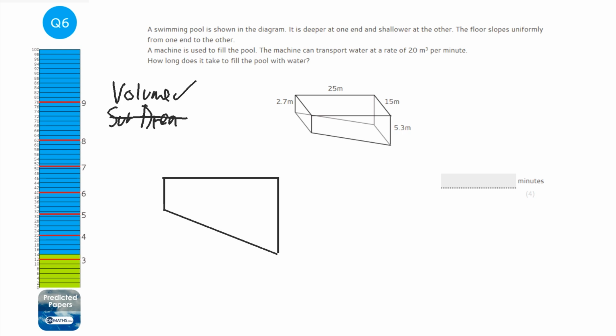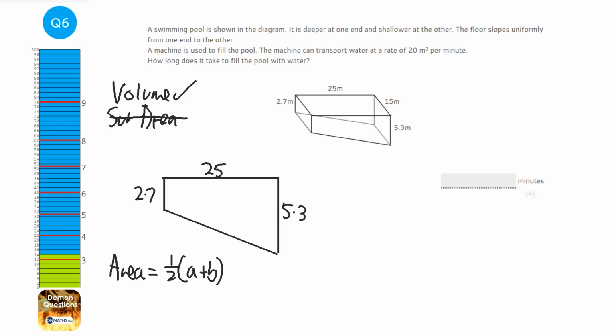And that height is going to be 2.7 that side, 5.3 that side, and 25 across. And I'll leave off meters because I know they're all in meters. But do check they are all in meters when you do this. So first of all, work out the area. Now the area of a trapezium is half (A plus B) times H. Now A and B are always the two parallel sides, and then the height is the one that connects them at right angles. So the height is going to be 25 there.